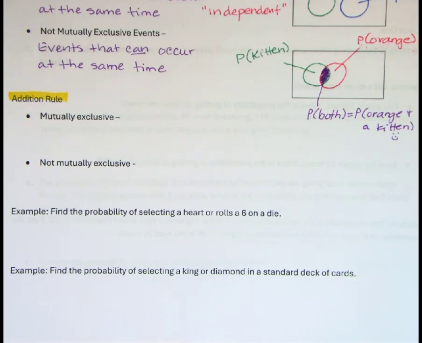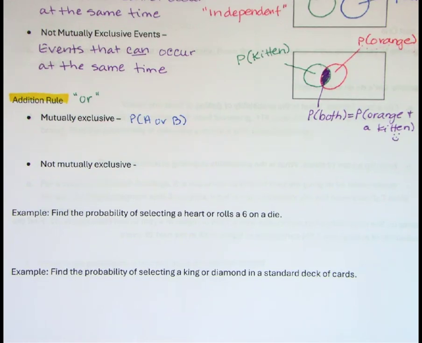When compound events are connected with the word or, we use the addition rule. You'll first need to decide if you are working with a mutually exclusive or not mutually exclusive set of events. If they're mutually exclusive, then the probability of event A or B will be equal to the probability of event A plus the probability of event B. So the addition sign acts as the or statement connecting the two compound events.